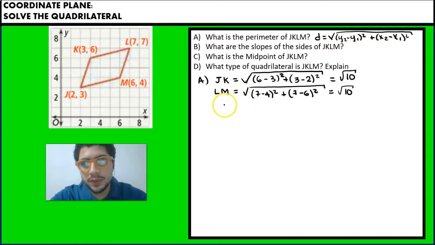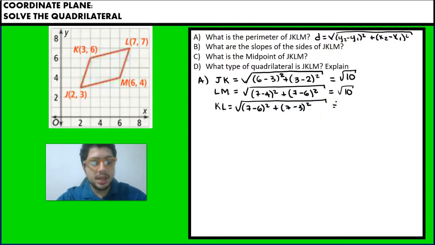Now, we're also going to find KL, which is going to be y2 minus y1 plus x2 minus x1, and both raised to the power of 2. So 7 minus 6 to the power of 2 plus 7 minus 3 to the power of 2. And that is going to give us the square root of 1 to the power of 2, and then also 4 to the power of 2. And that is going to give us the square root of 17.